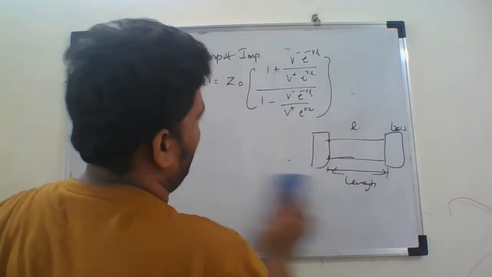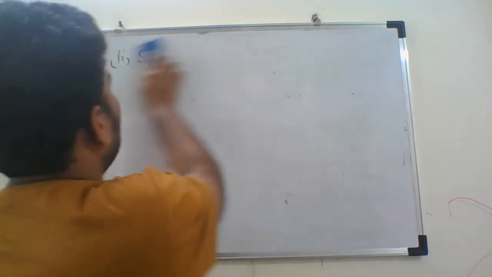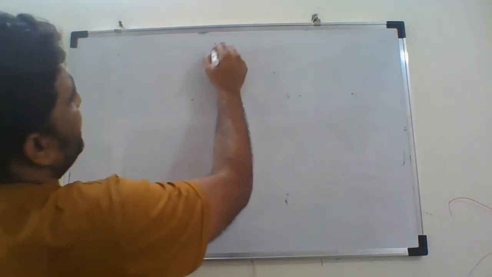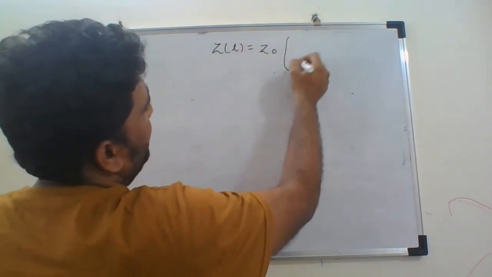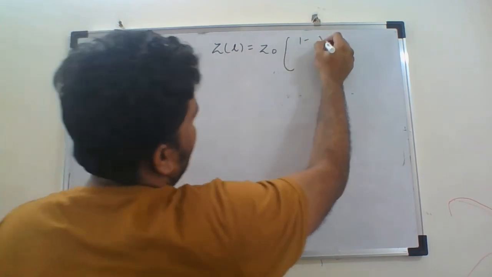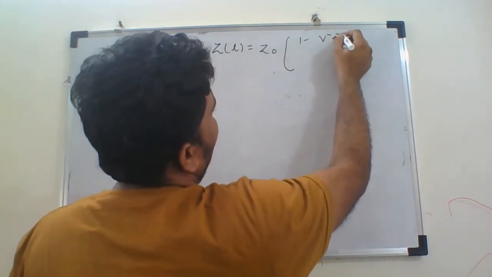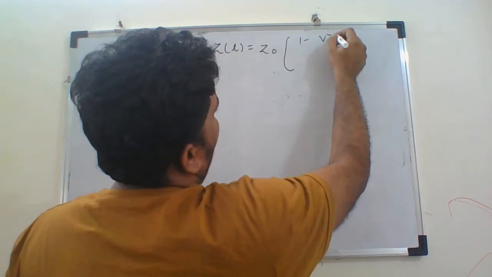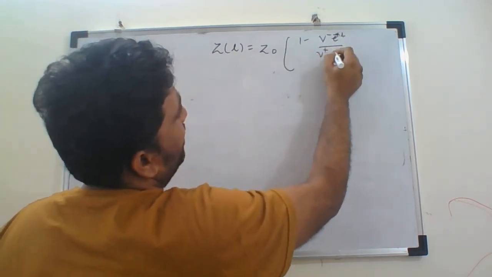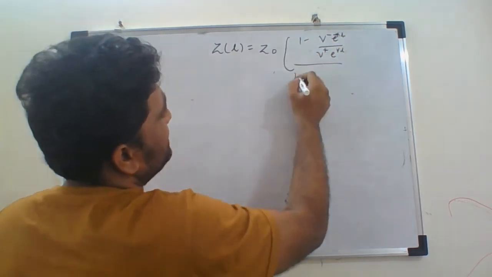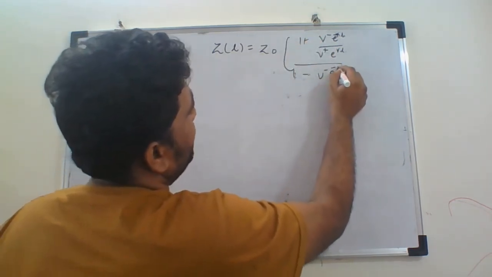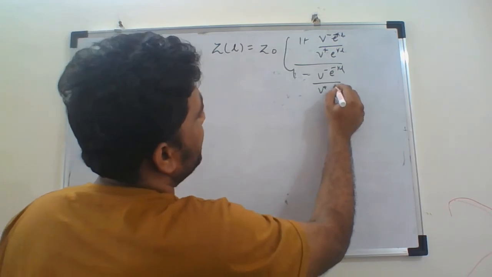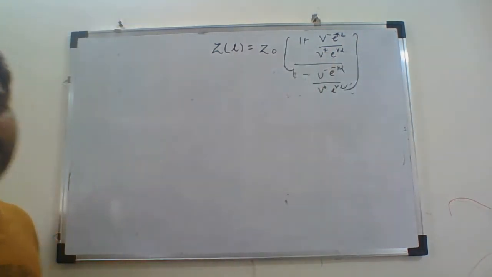Now the last one, the very important one: normalized impedance at any point. We have got the Z of l at any point. Z of l is equal to Z naught into (1 plus V minus into e power minus gamma l by V plus into e power gamma l) divided by (1 minus V minus into e power minus gamma l by V plus into e power gamma l). So this is the impedance at any point.